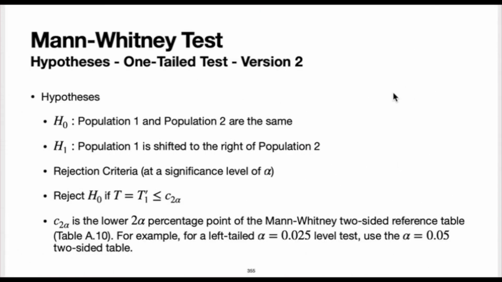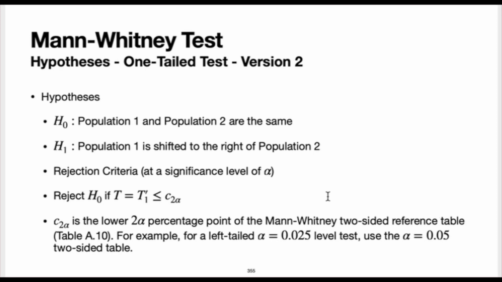And then finally, the one-tailed test that we're calling version 2. Again, the null hypothesis is that population 1 and population 2 are the same, against the alternative that population 1 is shifted to the right of population 2. The rejection criteria for that test, again at a significance level of alpha, is to reject the null hypothesis if the test statistic T, which in this case is the conjugate of T1, so T1 prime, is less than or equal to C sub 2 alpha. And again, C sub 2 alpha has the same interpretation as on the previous slide.